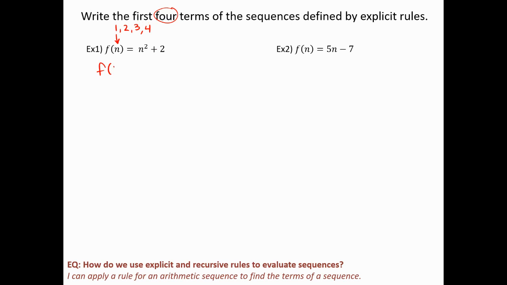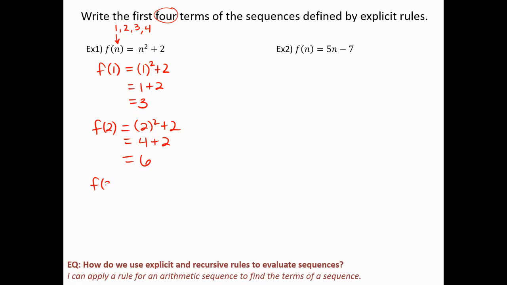So here we go. F of 1, that means I replace all the n's with 1's and I solve. So this one, I get 1 squared is 1 plus 2 gives me an answer of 3. Then I plug in 2 and I replace all the n's with 2's. And I get 2 squared is 4 plus 2. 4 plus 2 is 6. There's my second term. Then I plug in 3. All the n's become 3's. 3 squared gives me 9, plus 2 is 11.